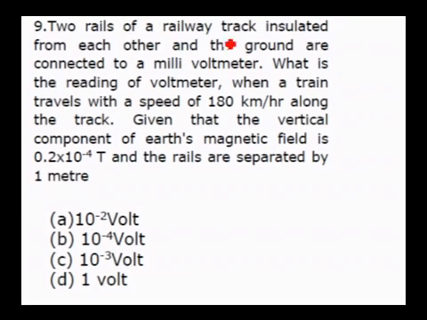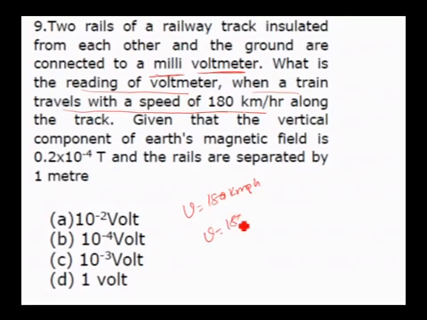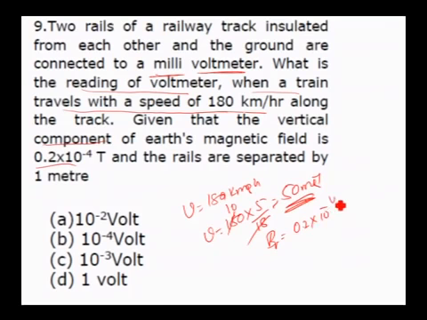There are two rails of a railway track insulated from each other, and the ground are connected to a millivoltmeter. What is the reading of the voltmeter when a train travels with a speed of 180 km per hour? First of all, this velocity is in kilometer per hour. You need to convert this into meter per second by multiplying it by 5 by 18. So this is going to be 50 meter per second. This is the speed. Given the vertical component of the magnetic field is 0.2 into 10 power minus 4 Tesla, and the rail separation is 1 meter.